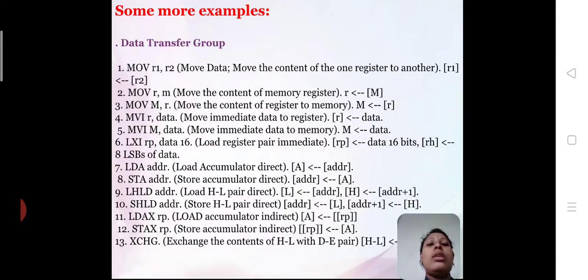You go through this. And XCHG means exchange the contents of HL with DE pair. We are giving the exchange instruction, which is nothing but exchanging the contents of the HL pair with the DE pair. Whatever content is stored in the DE pair is directly exchanged with the HL pair. This is about exchange. So you can go through all these data transfer group instructions. I will share you the PDF.